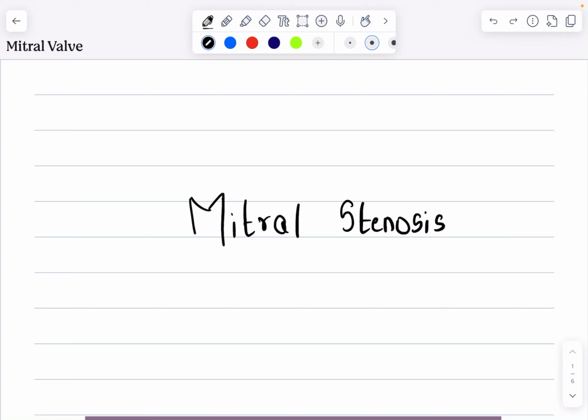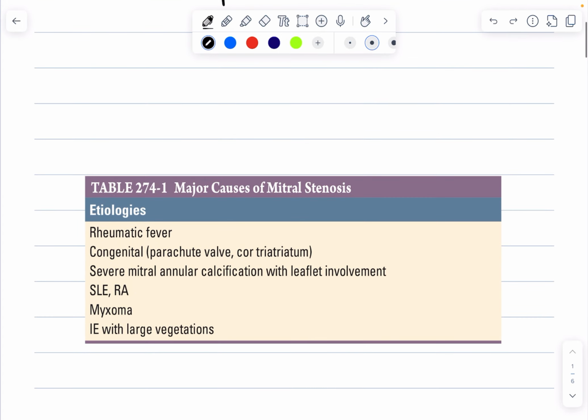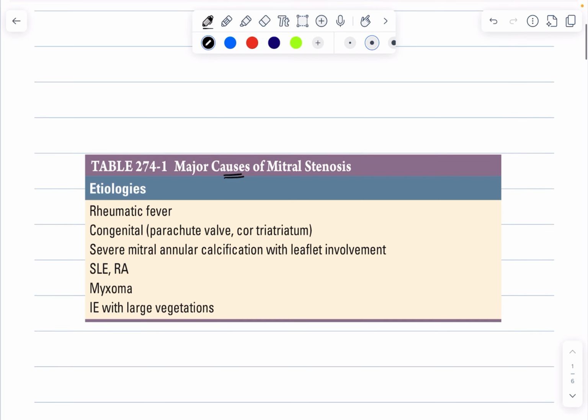In this video, we are going to cover flowcharts and tables from the topic of mitral stenosis. So starting with table 1, the major causes of mitral stenosis. The most common cause of MS in India is rheumatic fever, followed by rheumatic fever and only rheumatic fever.